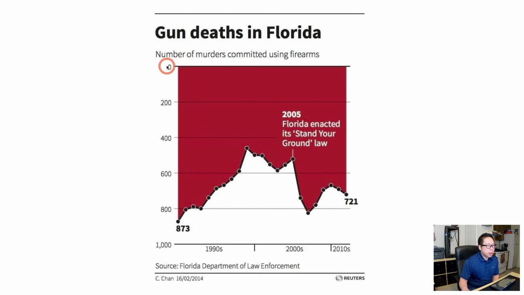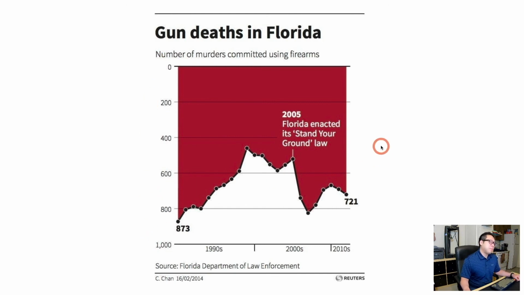What's weird is the y-axis. The y-axis is upside down. 0 is up top, and then 800 is at the bottom. So even though it looks like it went downward, downward represents bigger numbers. So in fact, after the Stand Your Ground law was enacted, the murders went up. It increased. So why would anybody do it like this? Why would you flip around your y-axis?